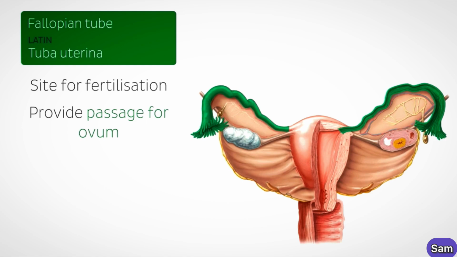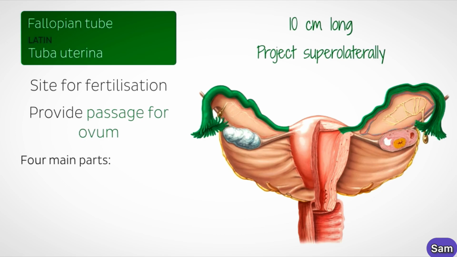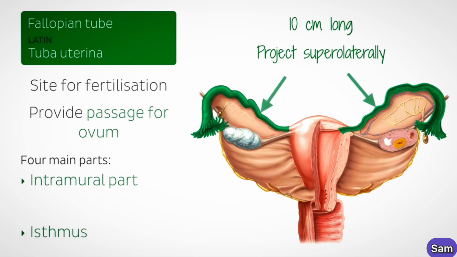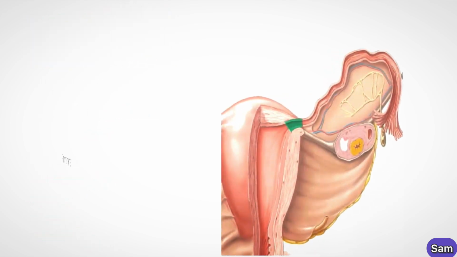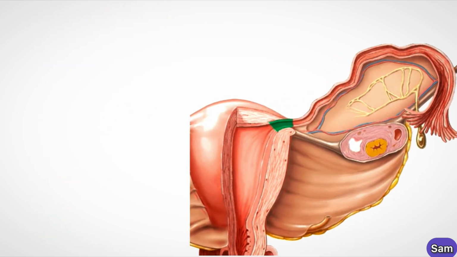The two fallopian tubes are about 10 centimeters long and project superolaterally from the body of the uterus at the uterine horns, as we can see in this image. And the fallopian tubes consist of 4 main parts, which I'll point out to you as we list them. The intramural part, the isthmus, ampulla, and the infundibulum. So now, of course, we're going to look at our parts of the fallopian tubes in detail.